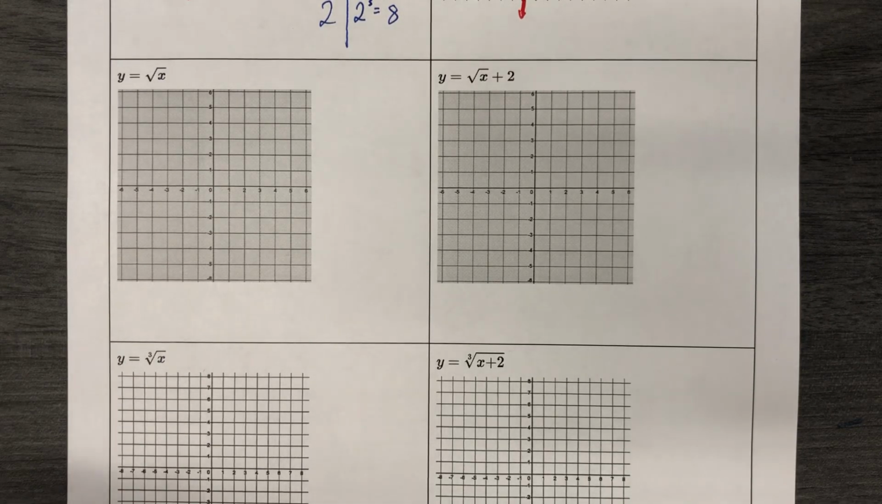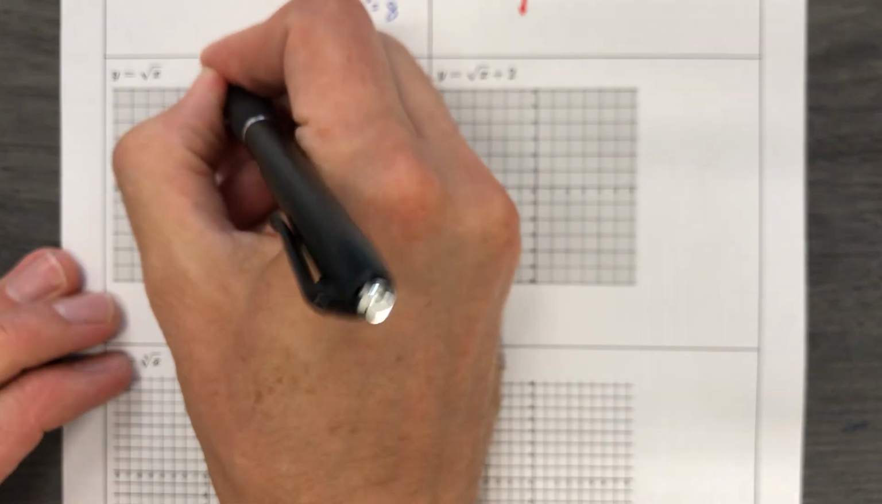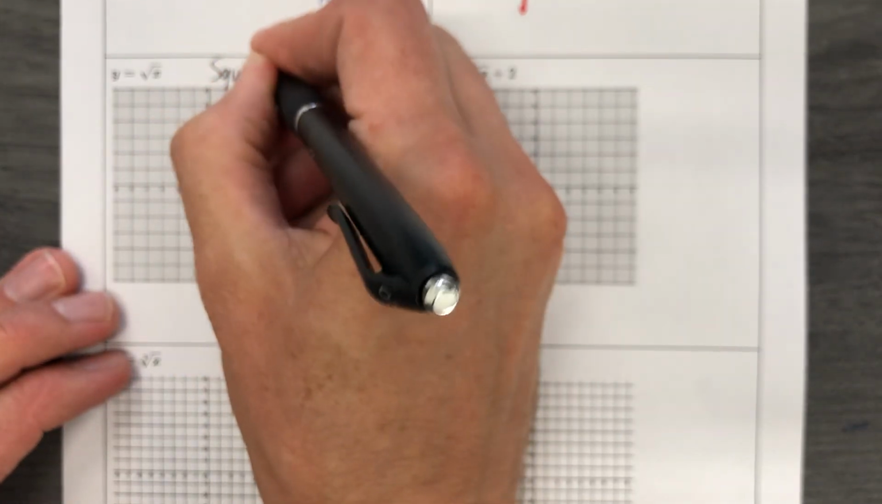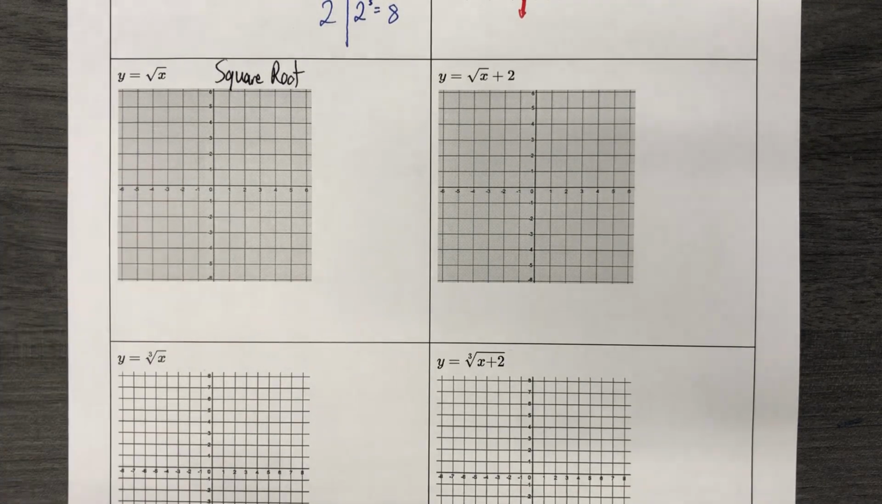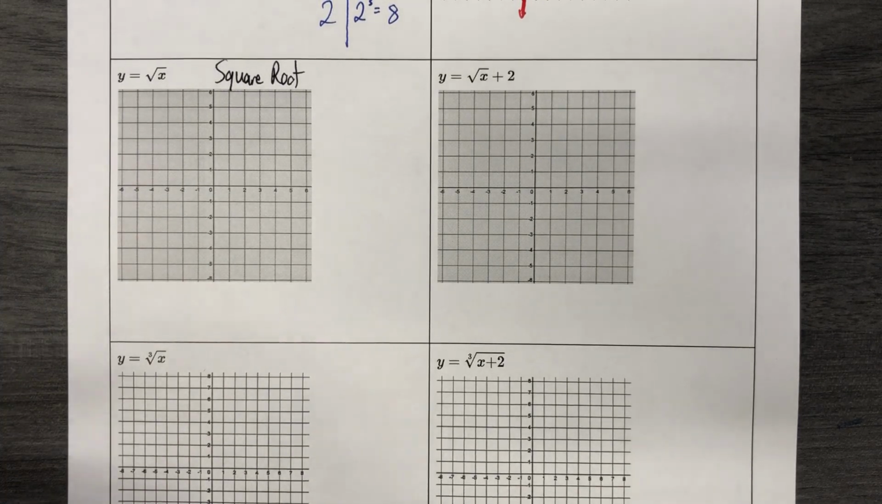Square root functions. A square root function is a function that has a square root. And its main thing is a square root.